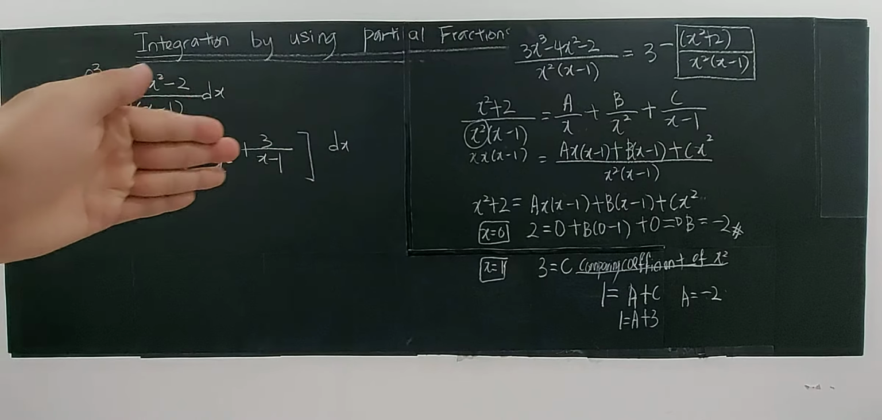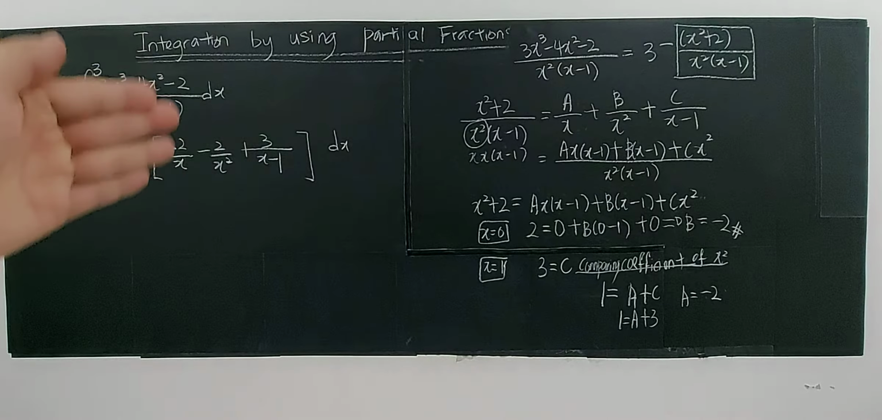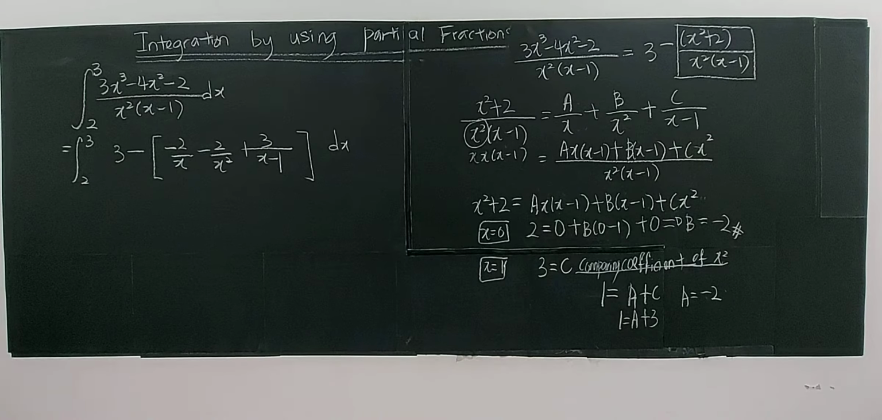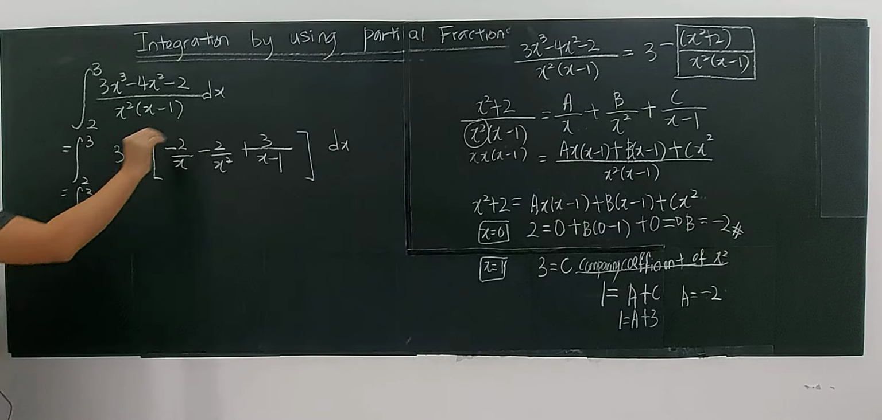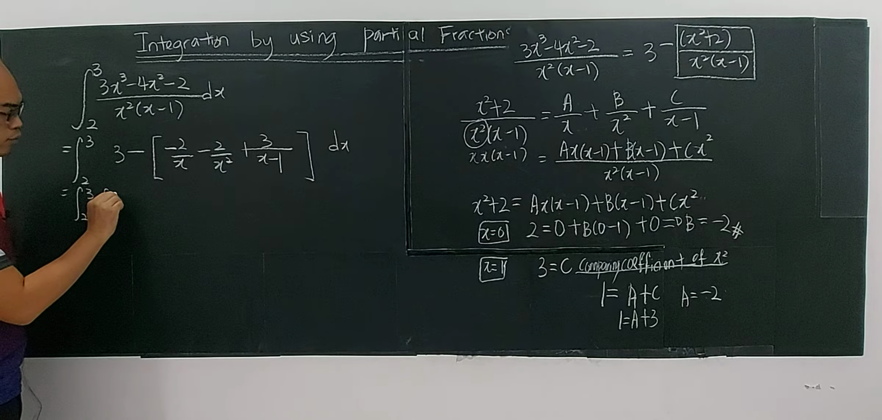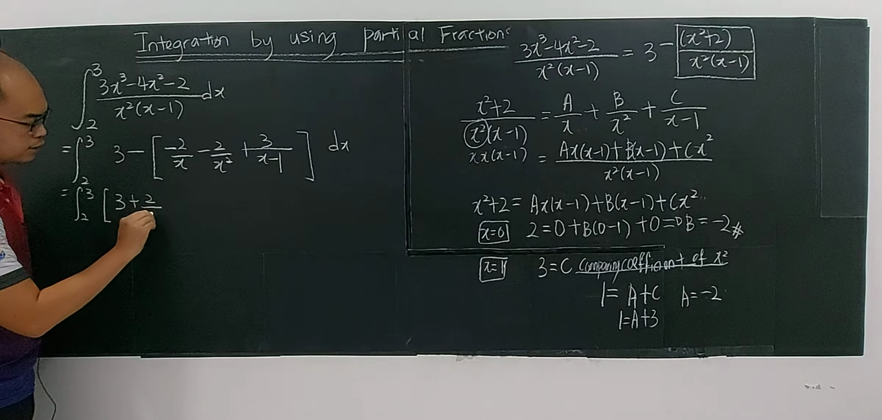Then you can easily use the basic formula to integrate this. Before we evaluate, we have to integrate first. So before integrating, I write all this in the form of 3 over x minus 1, negative 2 over x, and so on.